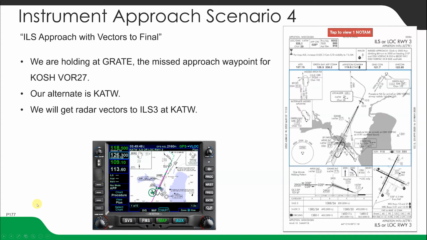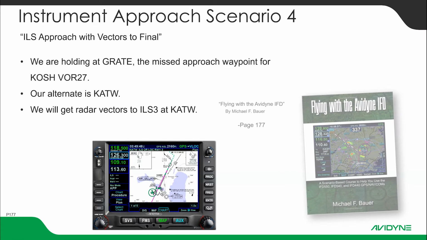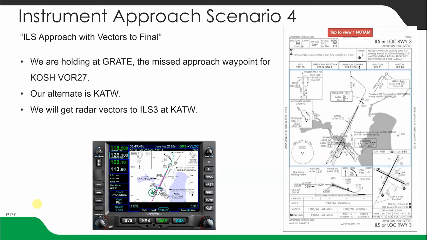In this scenario, we're going to fly an ILS approach with vectors to final. This scenario is on page 177 of the book Flying with the Avidyne IFD by Michael F Bauer. So we're holding at GREAT, which is the missed approach point at Oshkosh after we missed the VOR 27 approach. In scenario 3, the previous example, we are holding at GREAT, and we're wanting to go to our alternate.